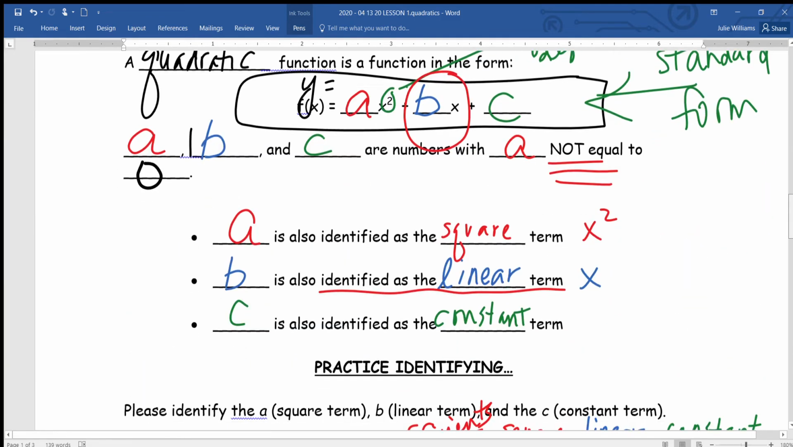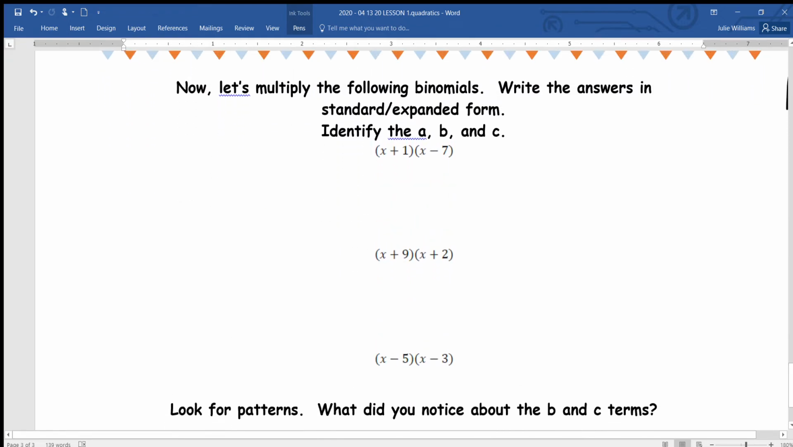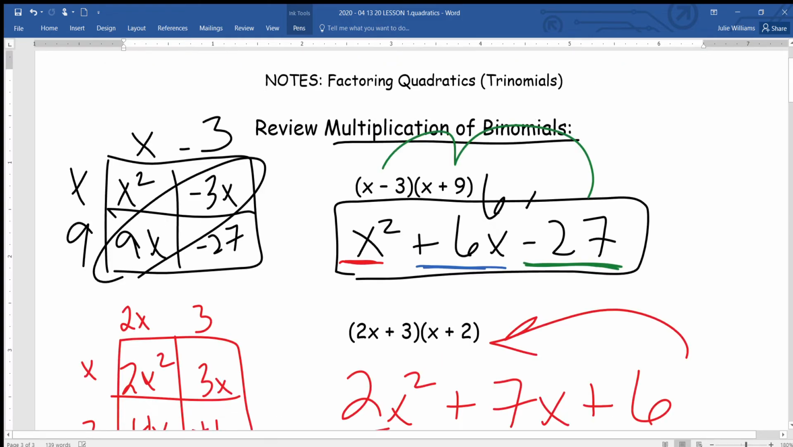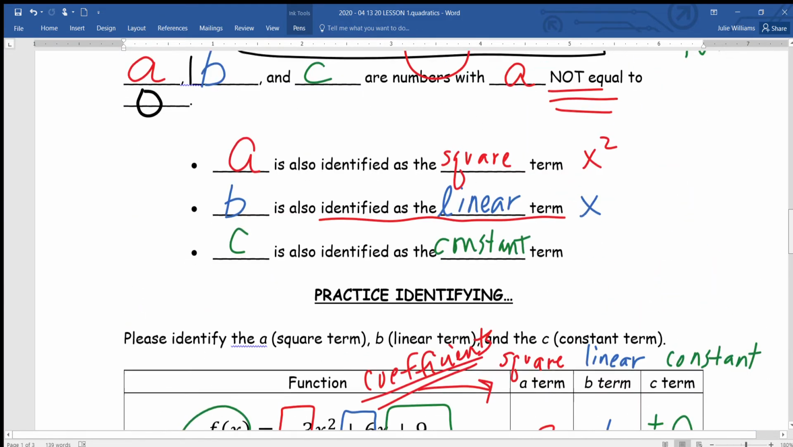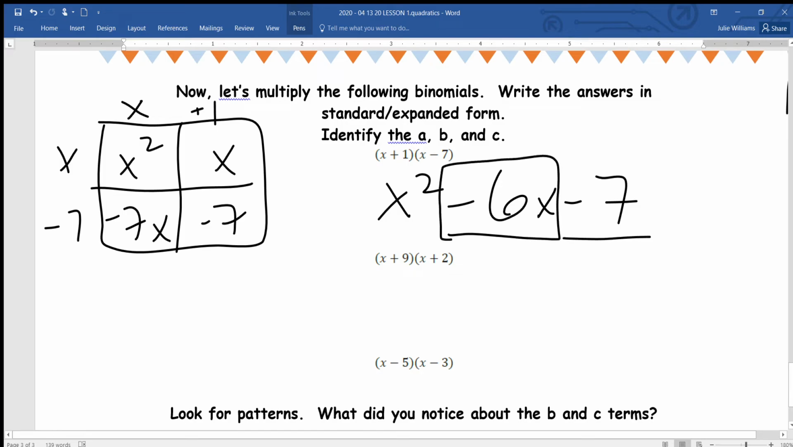Okay, so let's go back here and think a minute. So I'm going to go ahead and do the box method. I'm going to do x and positive 1 and x and negative 7. I'm going to get x squared and x and negative 7x and negative 7. I'm going to combine them. Negative 6x minus 7. Well, this makes sense. How do I get the negative 6? How do I know that? Just by looking at this.